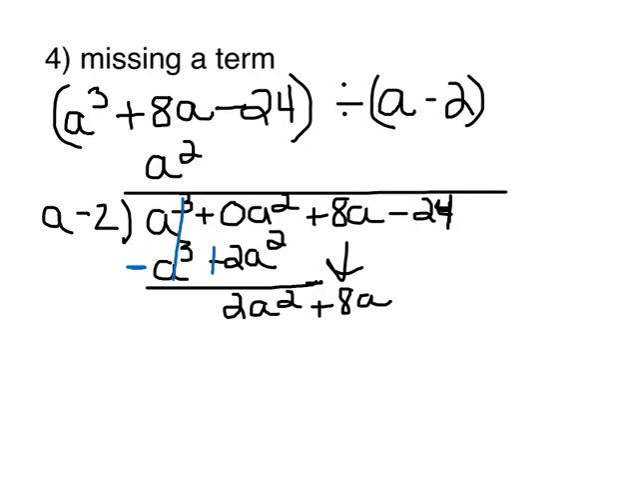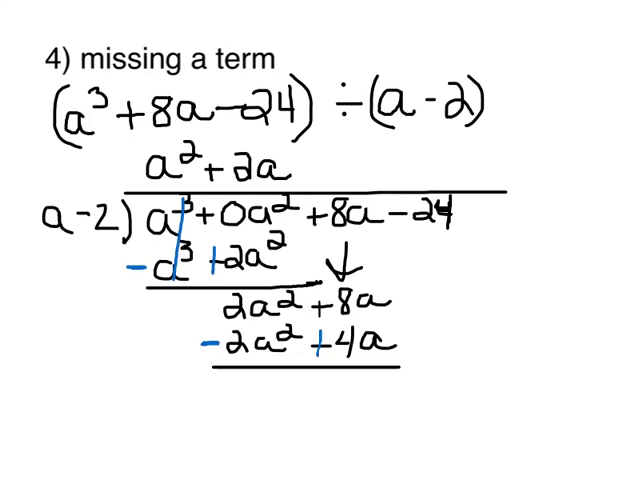Now a times a positive 2a will give us a 2a squared. So 2a times a gives us 2a squared. 2a times negative 2 gives us a negative 4a. Again, we'll do the distributive property with our negative sign, so we can subtract. Negative times 2a gives us a negative 2a. A negative times 4a gives us negative 4a.